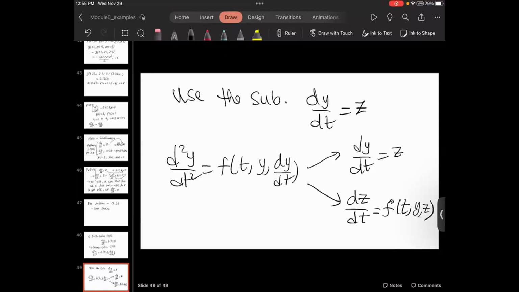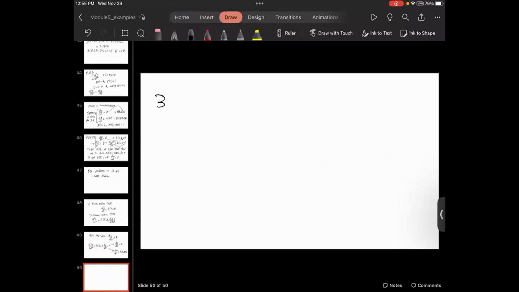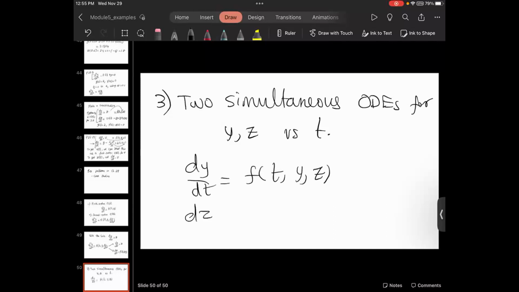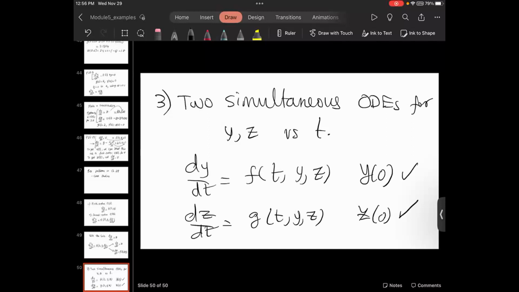Okay. And the third type is two simultaneous ODEs for y and z versus time. So you have dy by dt equal to a function of t, y, and z, and dz over dt a function of t, y, and z. So you will have an initial condition for each. This usually is given. That is, initial condition is of course part of the problem specification.